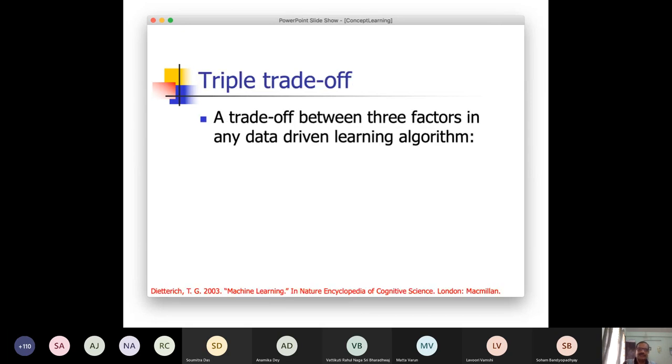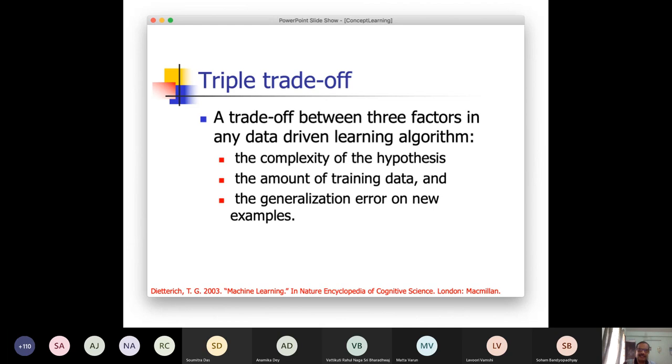So there is a triple trade-off, as I mentioned: the complexity of the hypothesis or representation, the amount of training data, and the generalization error on new examples.